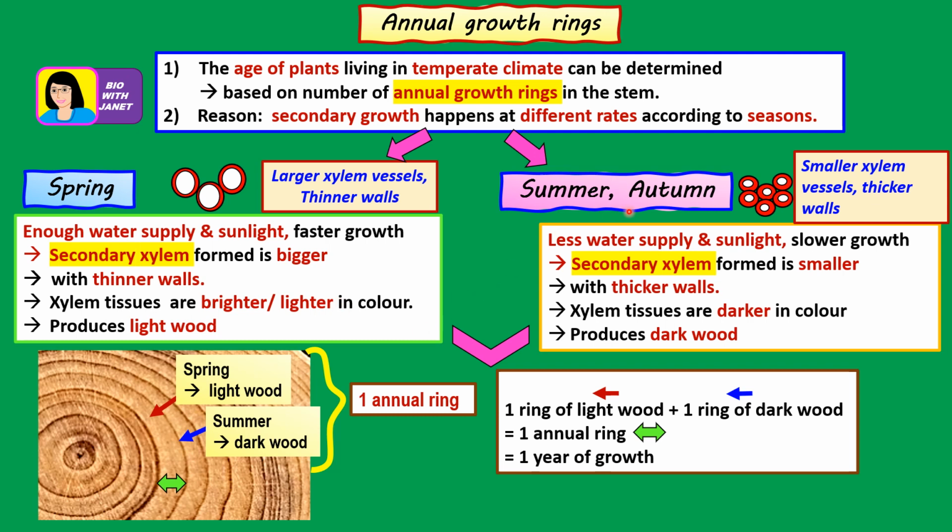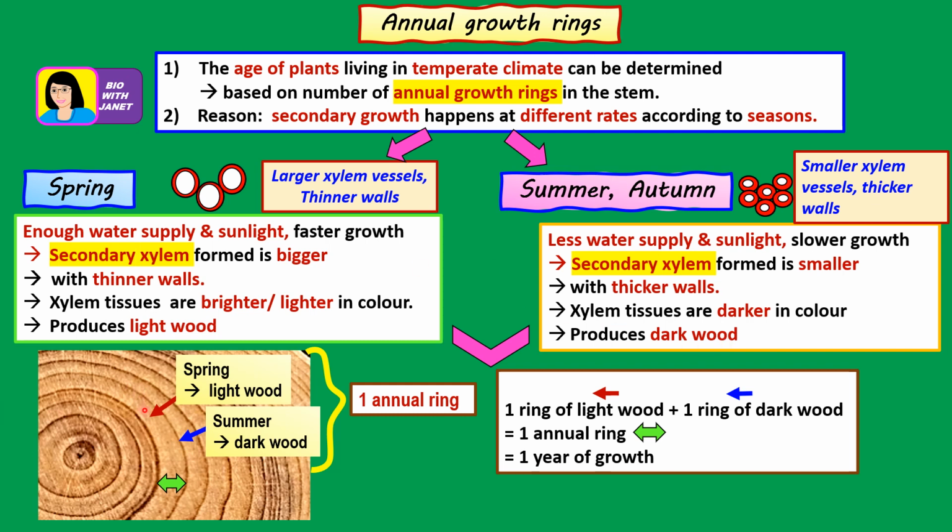Now in late summer and then autumn and winter, there's less water supply already, and the light intensity is lowered. The temperatures are also reduced. So there's slower growth, and the wood that's formed is darker. Why? Because the secondary xylem vessels that are formed are smaller and have thicker walls, and the lumen is smaller. So when they are grouped together, they will produce darker colored wood. So we call that dark wood.